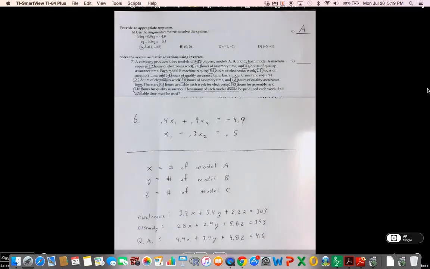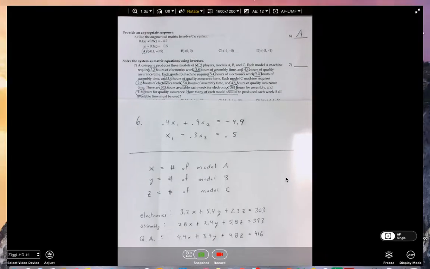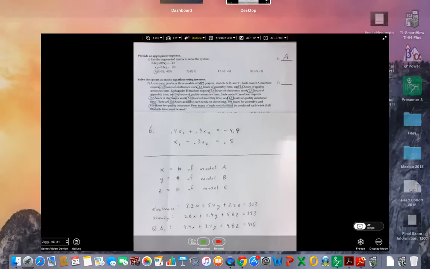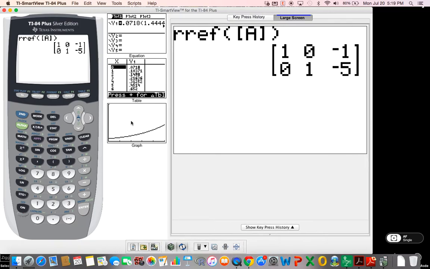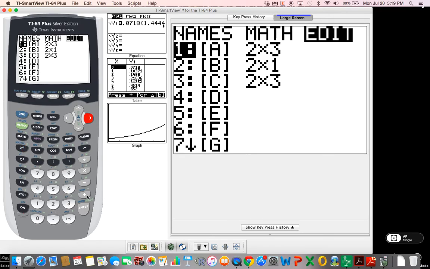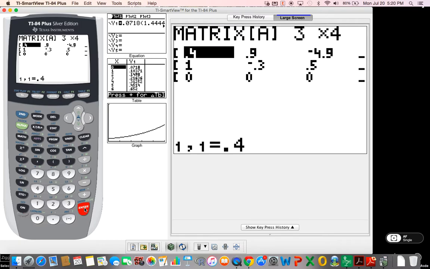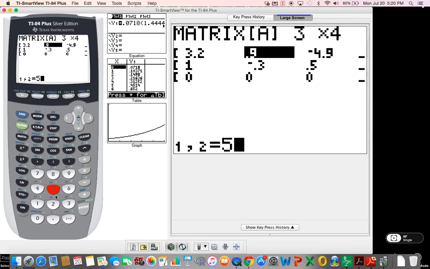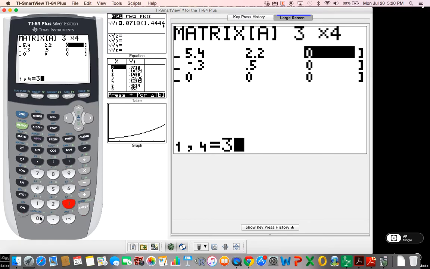Now I got to put this in my calculator. This is going to be a little bit more involved, but it's still doable. So I'm going to go to Matrix, go over to Edit, because I need a 3x4 this time, so I'm going to have a lot more typing to do. So I need 3.2, 5.4, 2.2, and 303.